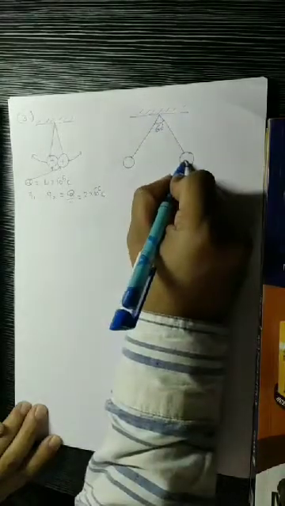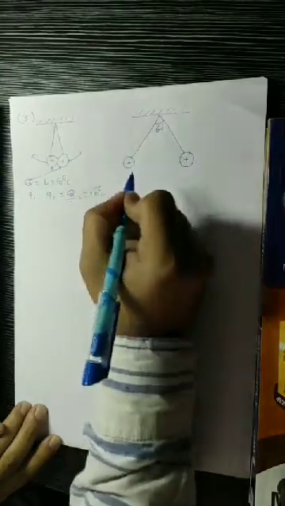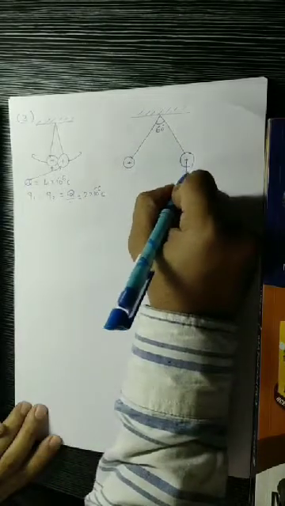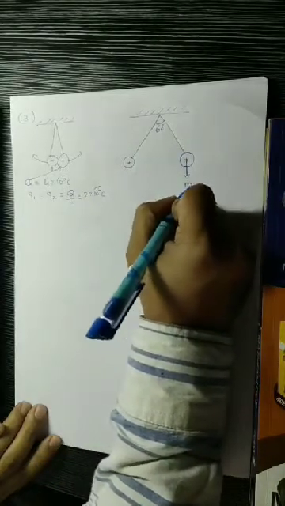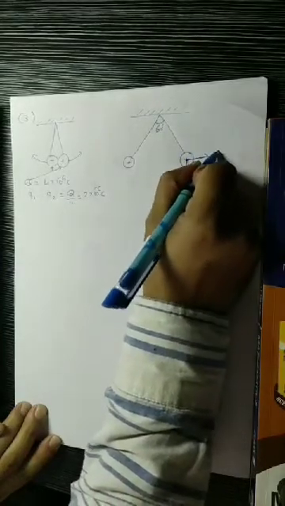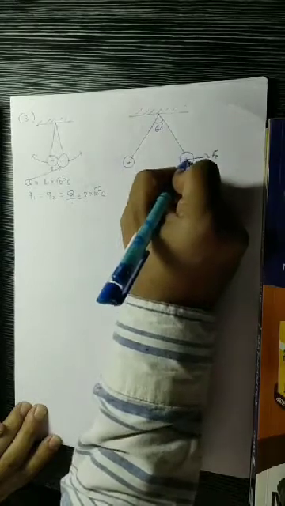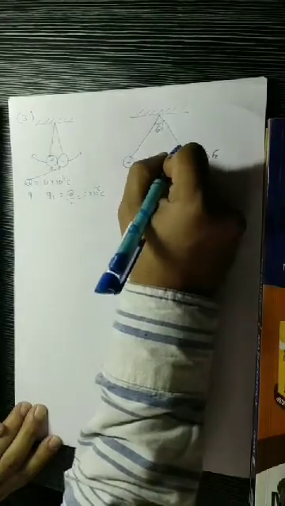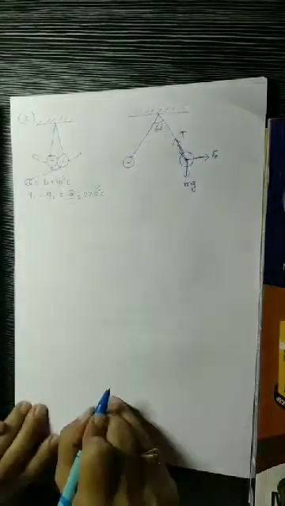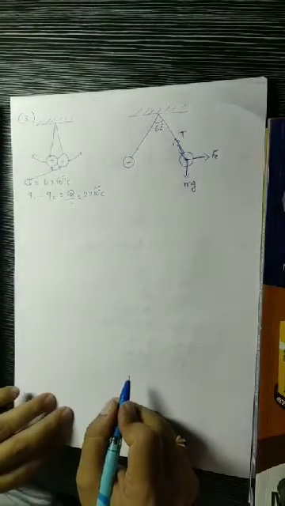Now the system is in equilibrium. Suppose they have positive charge Q and mass m. Now how many forces are acting on the system? The first force is in the downward direction, which is the gravitational force. Another force is the electrostatic repulsion, which is in this direction. The third force is the tension force, which is along the string. This is the tension force. Now the system is in equilibrium condition.